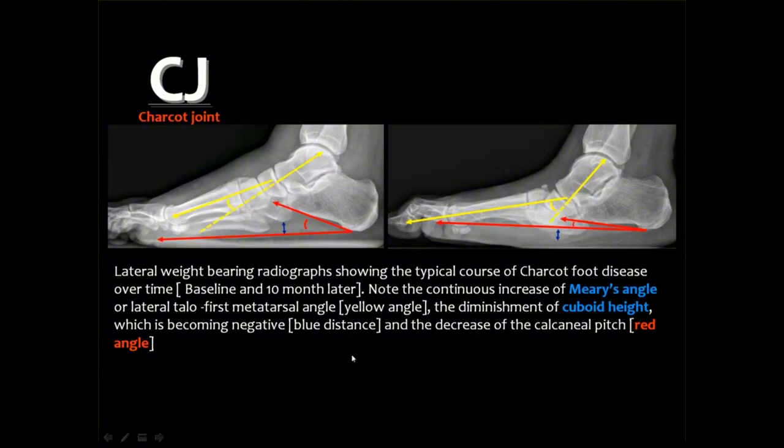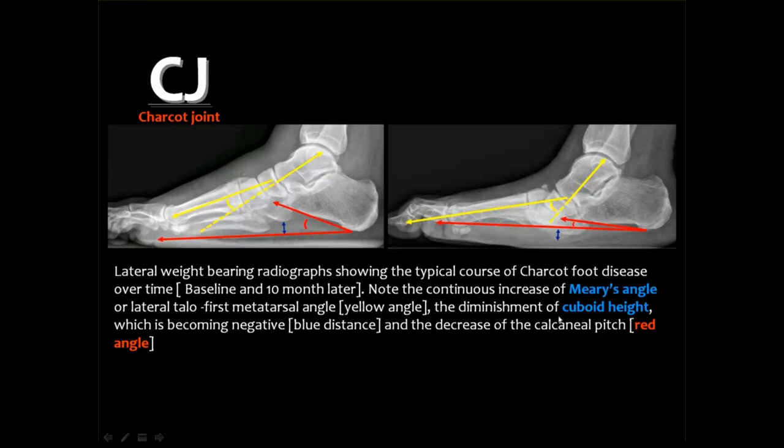There are some of the measurements that can help you to see the changes in the foot, especially in these patients with Charcot joint. And this is the Meary angle, which is the angle between the axis of the talus and the axis of the metatarsal bone. This angle will be widened whenever the foot is collapsed.